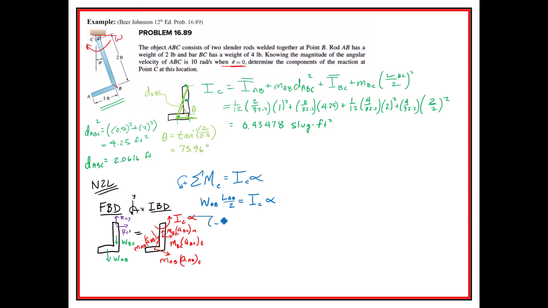So we take the 2 pounds that are active right there, and then we take our L over LAB, so that's going to be 1 over 2, right? We can do that, it's easy enough. And then we have the 0.43478 times alpha, and we're able to find that alpha is going to be equal to 2.300 radians per second squared. And we got positive, so that's definitely going to be part of the answer.